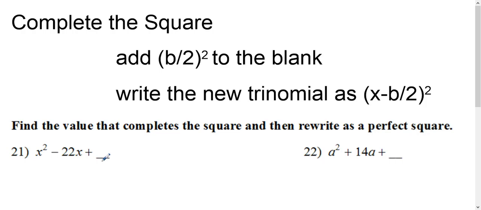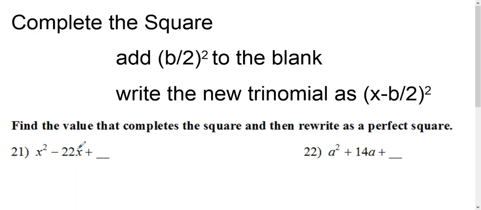To complete the square, the main thing is you have to have an x squared and an x term. Remember, it's ax squared plus bx, and then sometimes there will be a number here already, but we're just going to look at more of a basic problem to begin with. So we already have the blank in place. We just have to add b over 2 squared to the blank.